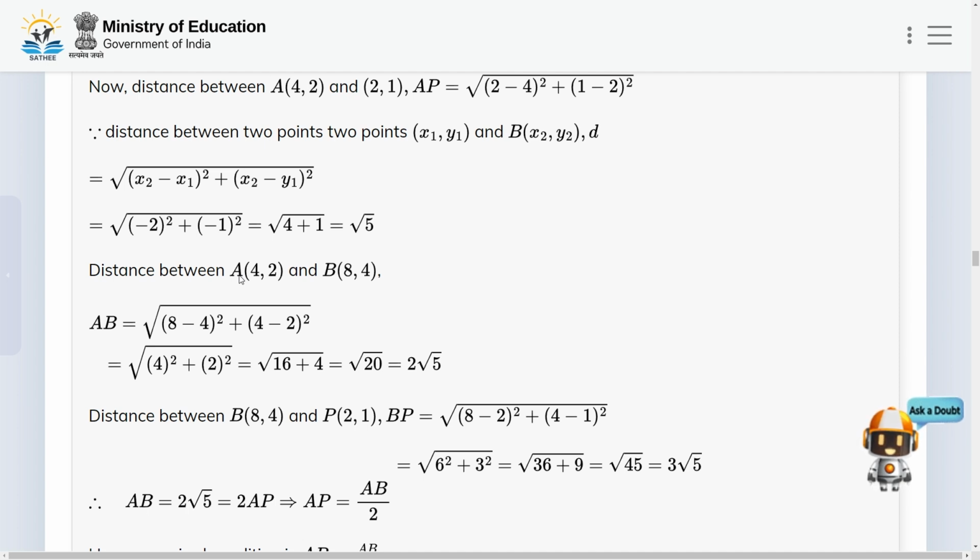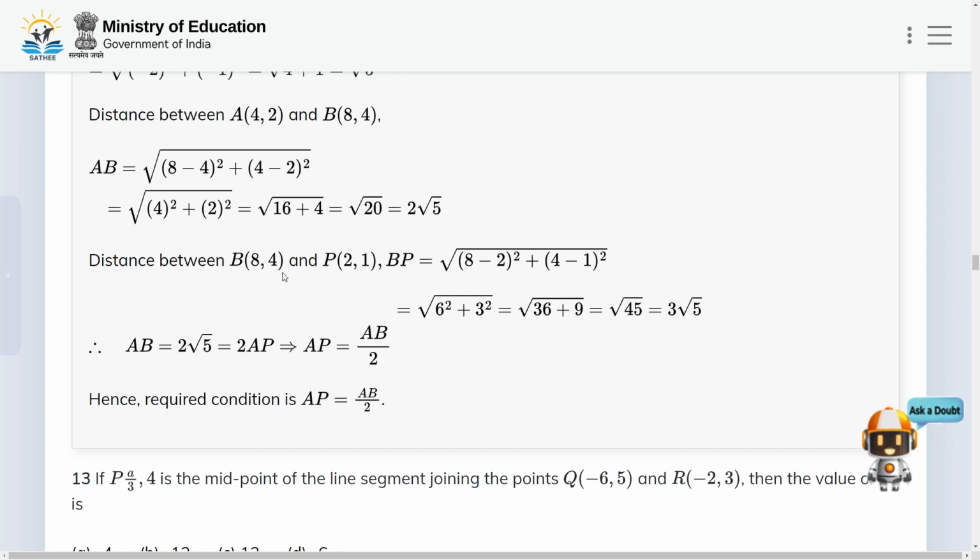So the distance between A (4, 2) and B (8, 4), that is AB, is equal to 2 times root 5. And the distance between B and P, that is BP, is equal to the square root of (8 minus 2) whole square plus (4 minus 1) whole square, which is the square root of 6 square plus 3 square, the square root of 36 plus 9, the square root of 45, and this is equal to 3 times root 5.